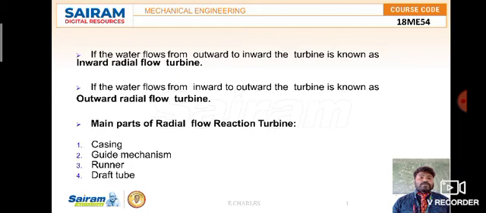Next, moving on. If the water flows from outward to inward, the turbine is known as an inward radial flow turbine. So water flows from the outward direction towards the inside, at the center of the turbine, inwardly. That is called the inward radial flow turbine. Or if the water flows from inward to outward, the turbine is known as an outward radial flow turbine. Now, what are the main parts of a radial flow reaction turbine? One is the casing, one is the guide mechanism, the next one is the runner, and the next one is the draft tube.